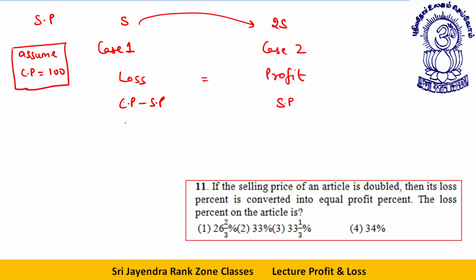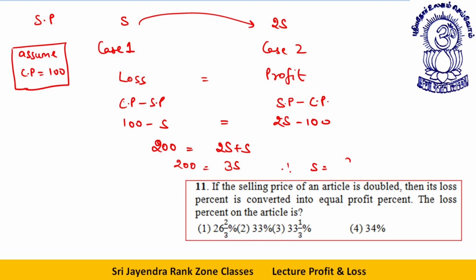CP minus SP, that way it becomes CP is 100 minus SP is S. Here the profit will be SP minus CP. What is the CP? CP is 100. So that is 2S minus 100. From here what will happen is, this minus 100 will come over here. 200 is equal to 2S plus S, or 200 is equal to 3S.